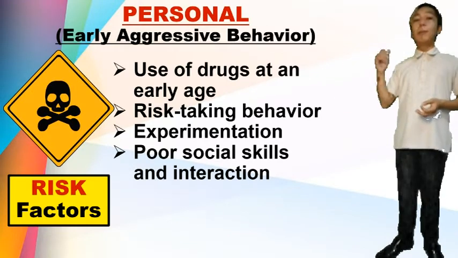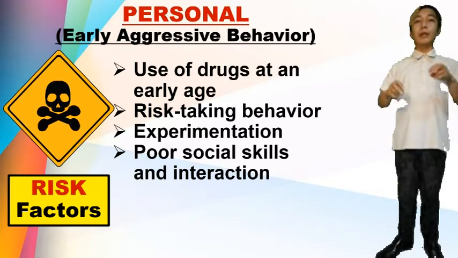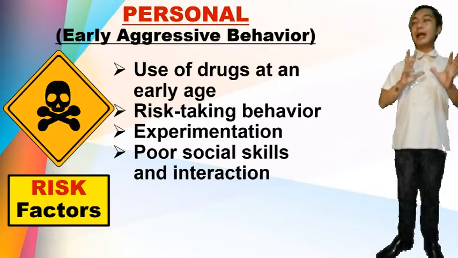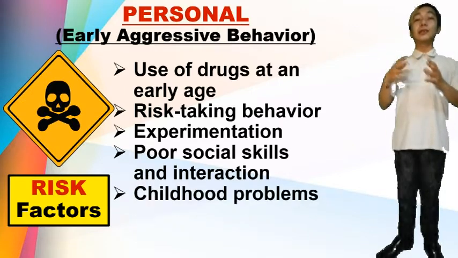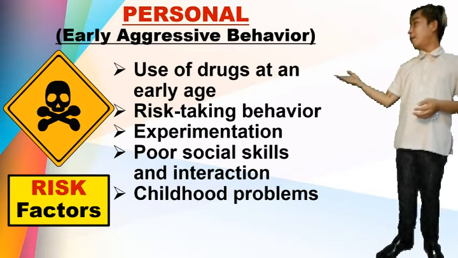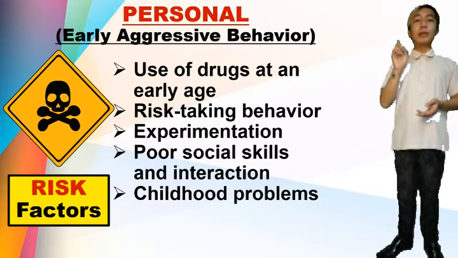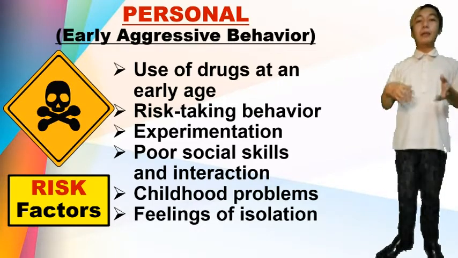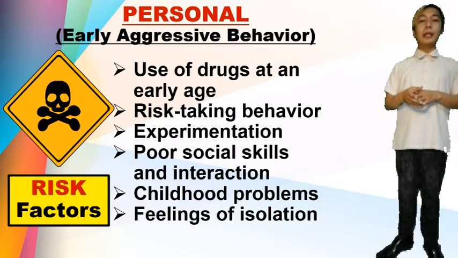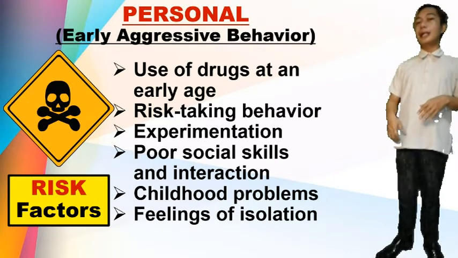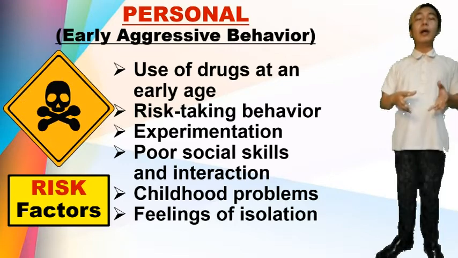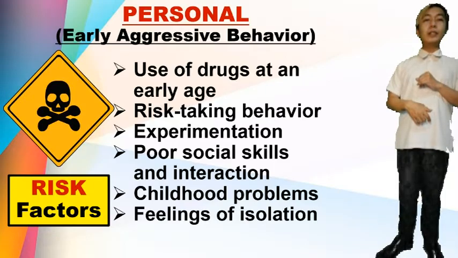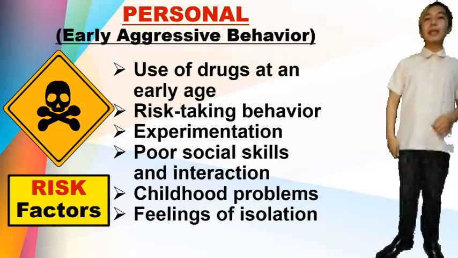Next, poor social skills and interaction. We have there the word poor, so it means that you have a weak interaction or you are not socializing with other people. Next, we have the childhood problem. This is one of the main reasons our children are now encountering it, if they are having problems when they are young. Then the next one is the feeling of isolation, when you are feeling alone. Okay, so now how are we going to protect ourselves from that?